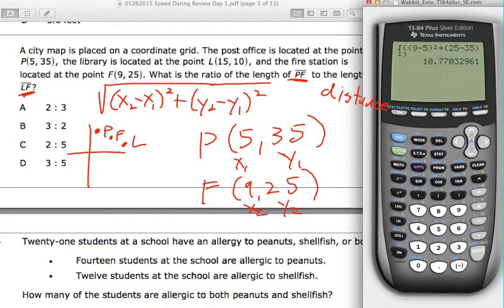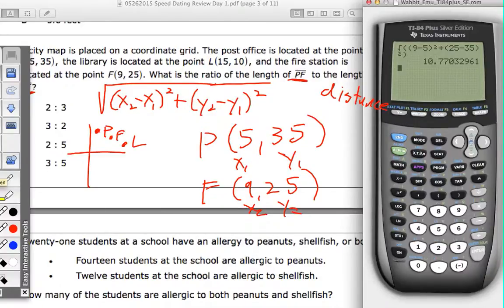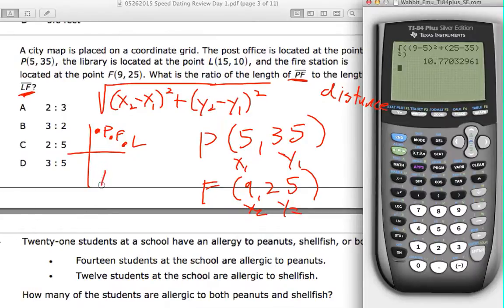Now we're going to do the distance for LF. So let's add the point L to our list. L is 15, 10. So let's call that maybe x1 and y1. When we do L and F, that'll be 0.1 and 0.2. What's nice is once we've typed this all in, you can retype it, that's totally fine. I like using the entry button.